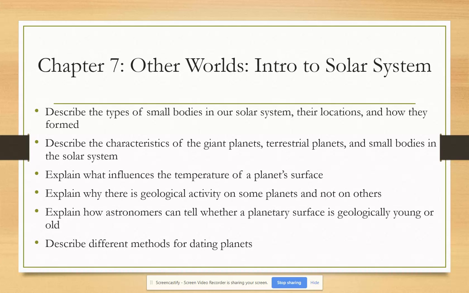Another way is by dating the sun, determining how old the sun is. Now, we haven't gotten anywhere close to talking about how we determine the age of the sun.